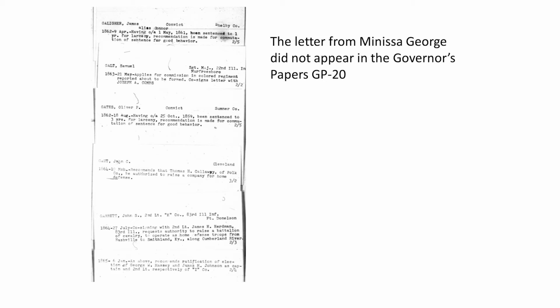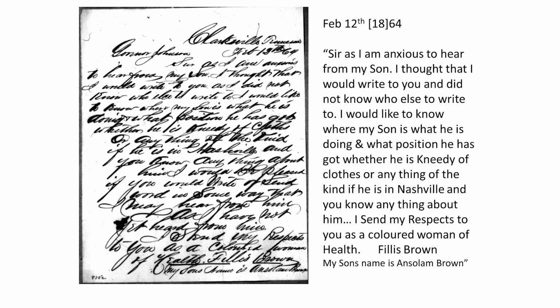There's a letter like this from Phyllis Brown. There are a lot of letters like this in Johnson's papers. She's lost her son. She didn't know where he is. She didn't know if he's in need of clothes of any kind, if he's in Nashville, or where he is. This is a woman of color, 1864. She's willing to take care of her son. She just didn't know where he is.